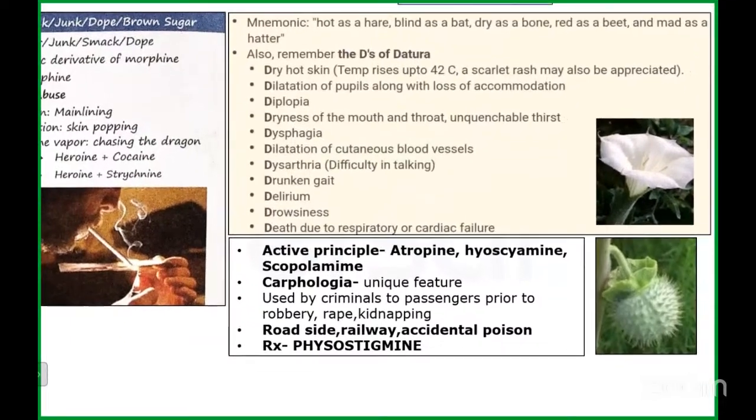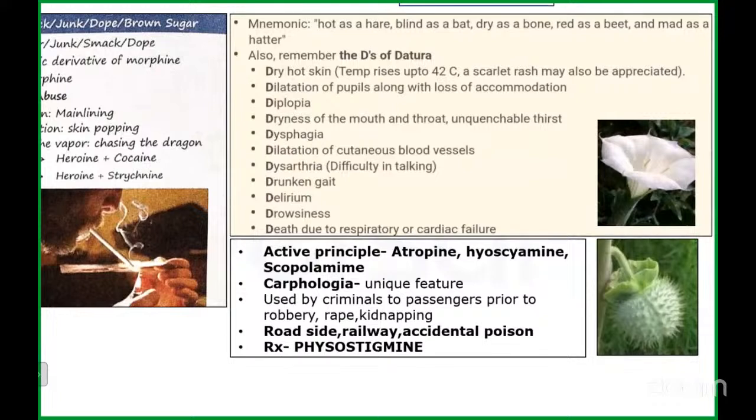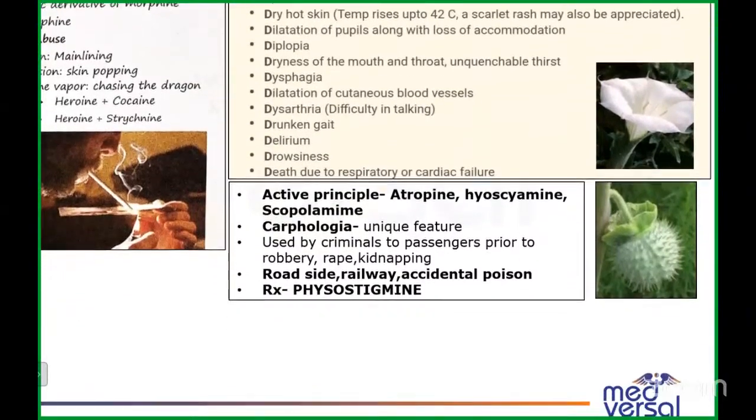The active principle is atropine, hyoscyamine, or scopolamine. All of this has been asked previously. Carphologia is a unique feature. Carphologia is also a neuropsychiatric feature where the patient feels like there are threads hanging from the top of the ceiling and he's keeping on pulling these threads. So carphologia is a unique feature which is found in datura poisoning. It's also called pulling threads.